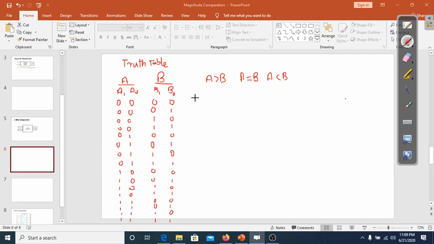So in this case, for 0 0 0 0, A and B are equal, so this output is 1 and the other outputs are 0. For the next combination, A is equal to 0 and B is equal to 1, so B is greater than A. This output will be active and the remaining outputs would be zeros.